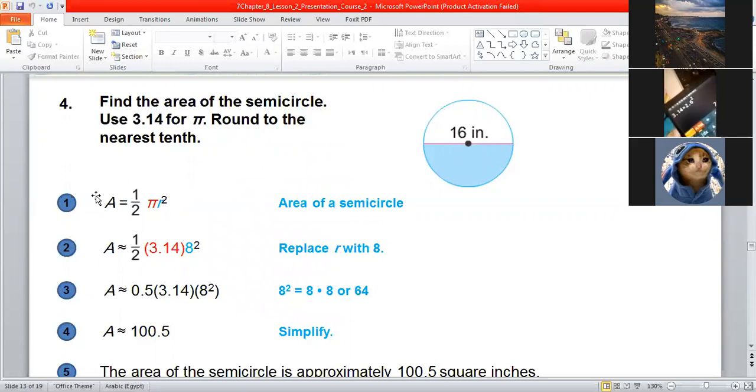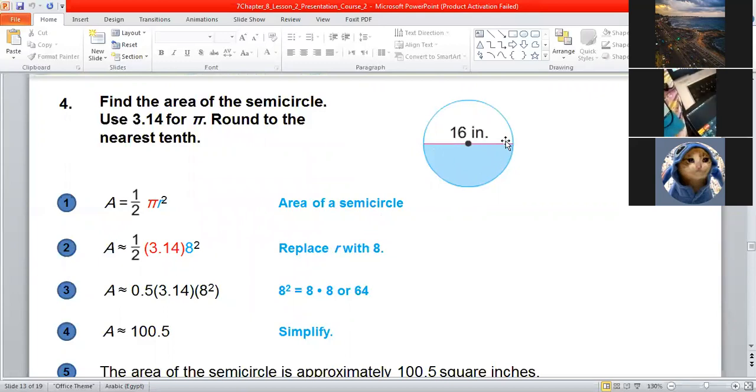The rule of the area here has a small part added. It's half, because this is not the area of the circle. This is the area of the semicircle. Here we need the area of the semicircle, not the whole circle, so I need half of the circle: half times pi times r squared. I will replace pi with 3.14, and replace r with what? You have the diameter, 16, right?